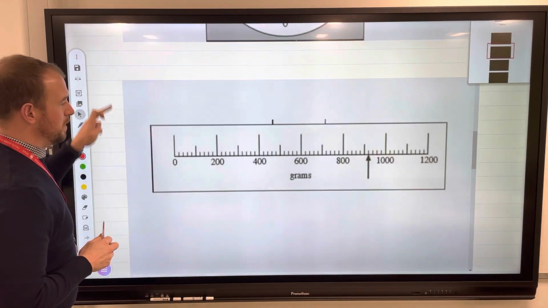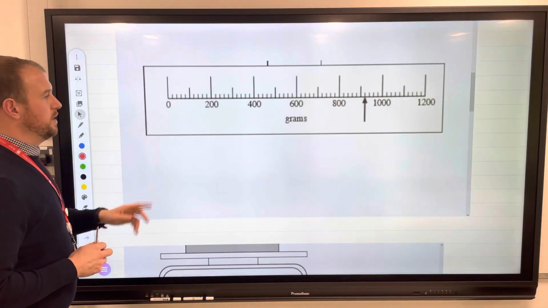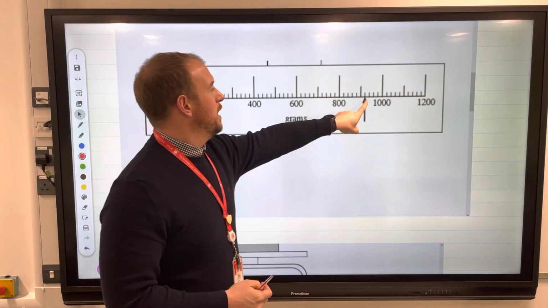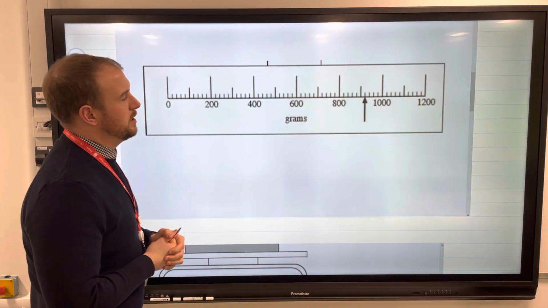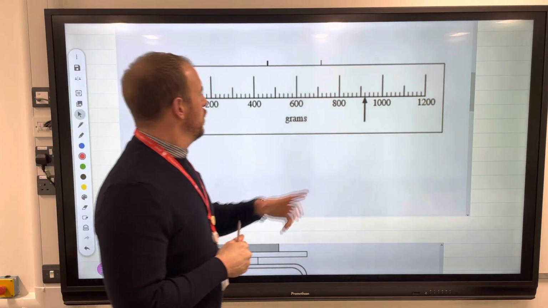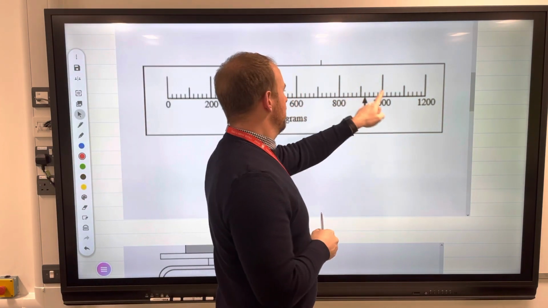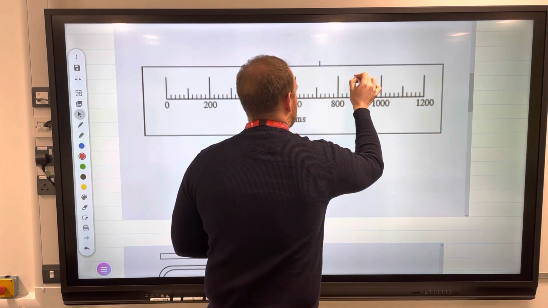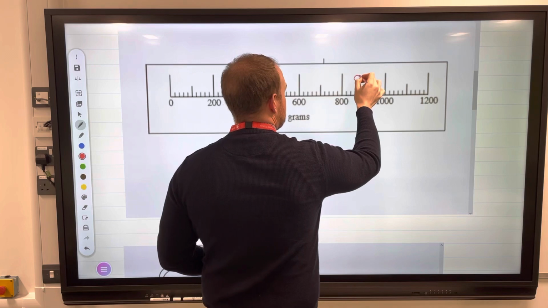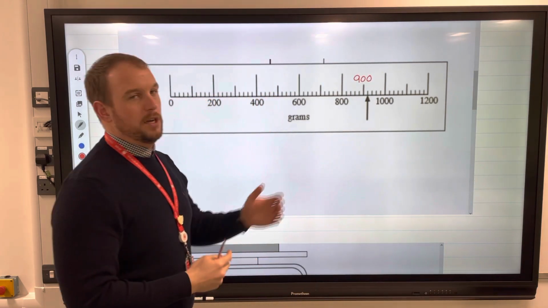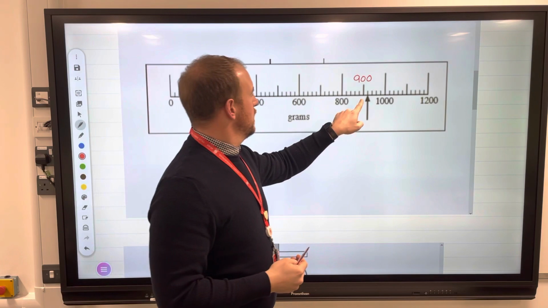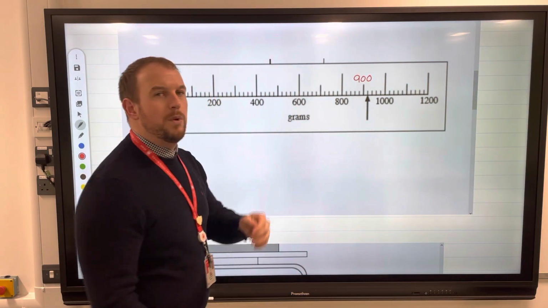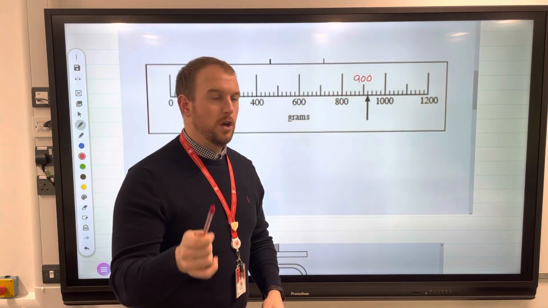Taking that knowledge forward then, you can see here we have got grams, 200, 400, 600, etc, etc. We need to find the value of that point there that the arrow is pointing to. Well, we have this line here, which is halfway between 800 and 1000. Well, that would be 900. 900 is in the middle of 800 and 1000. But as you can see, this arrow is greater than 900. Now, as I said before, we need to count the gaps, not the lines.